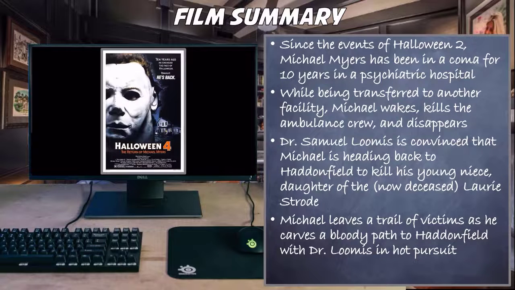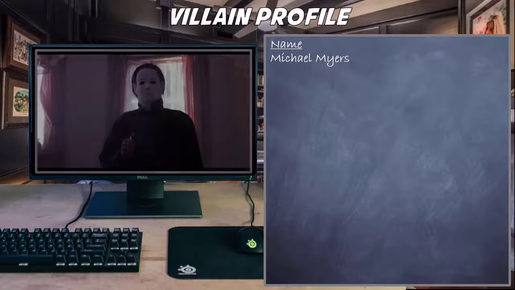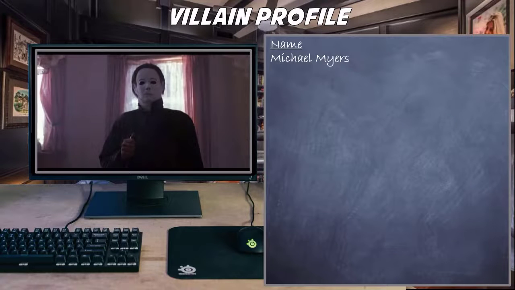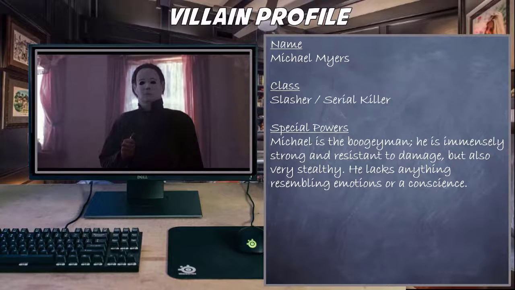And of course, this film is all about our villain, Michael Myers. There you see Michael Myers right there in his iconic mask. Michael Myers is of the slasher serial killer class. His special power is that Michael is the boogeyman. He is immensely strong. He is immensely resistant to damage. But he is also very stealthy. And bonus, he lacks anything resembling emotions or a conscience or any semblance of humanity.